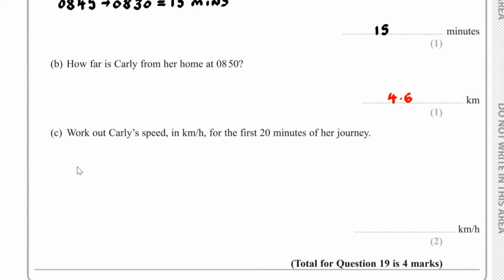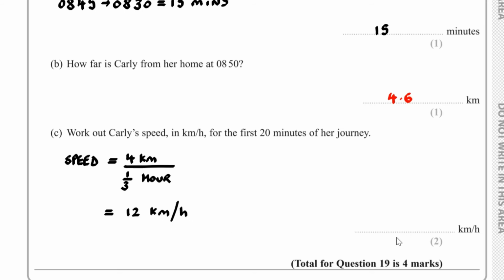So to work out the speed, we need to do distance, which is 4, divided by the time, so we have 4 kilometers, divided by 1/3 of an hour. So the speed is equal to 12 kilometers per hour.